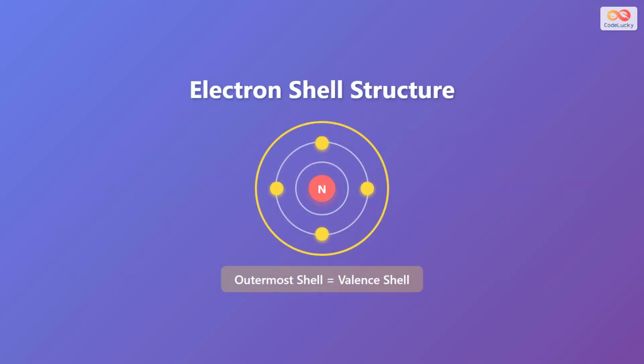Let's visualize the electron shell structure. Imagine an atom with multiple shells surrounding the nucleus. The nucleus is at the center, marked with letter N for nucleus. Around it, you have several concentric shells. The innermost shells hold electrons that are tightly bound to the nucleus. But the outermost shell, the valence shell, is where the valence electrons reside. In this example, you can see the outermost shell highlighted, showing the valence electrons. These outer electrons are further from the nucleus, which means they're less tightly held and more available to interact with other atoms.